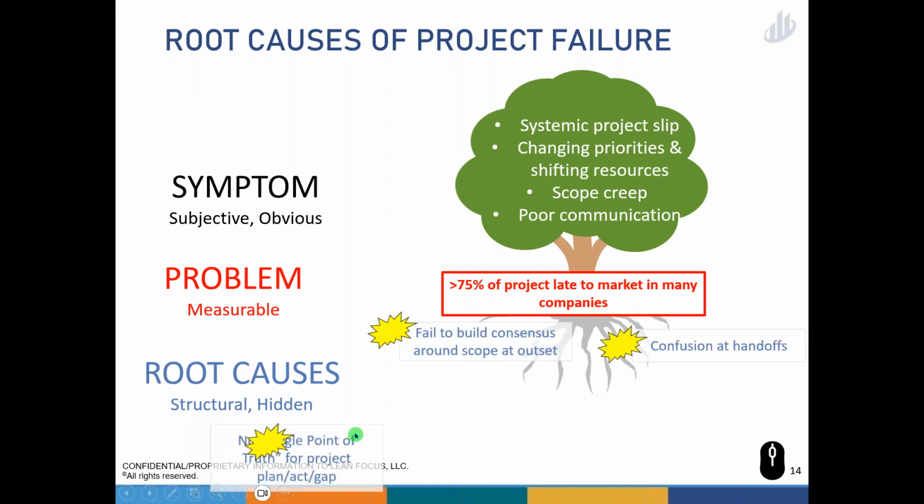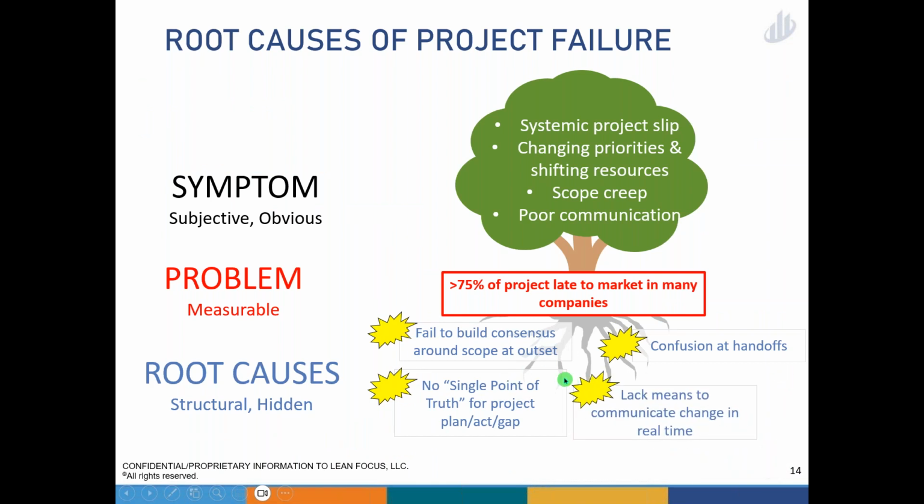What are the root causes that we want to treat? We want to eliminate them. We want to get consensus around the scope of the project at the beginning. We want to have a single point of truth for how we're going to track plan actual gap. One of the other problems is we have a lack of means to communicate change in real time, so that whenever there's a change, it's chaotic. People come in from all sides. Sales is calling engineering, marketing is calling sales, the boss is talking to the head of R&D. There's no organized way to communicate change, and that creates a lot of confusion at handoffs.